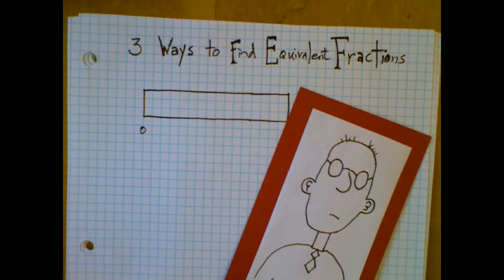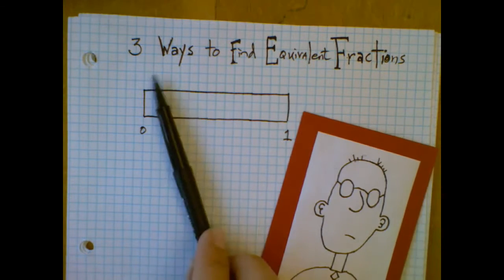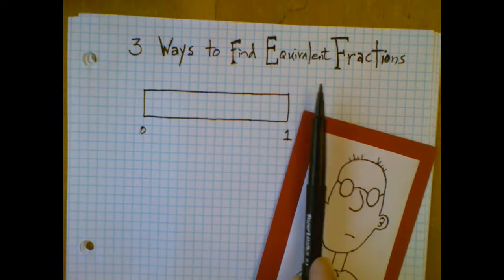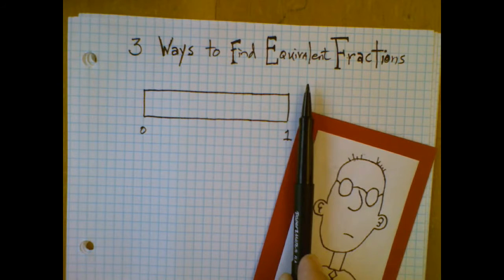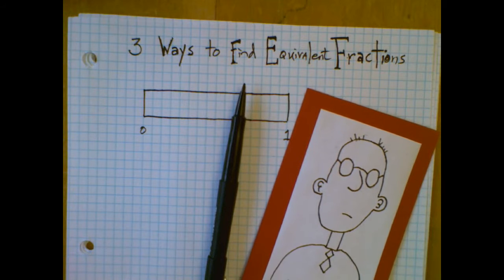Hello there, we're back. This time, we're doing a little demonstration, specifically 3 ways to find equivalent fractions. Remember, equivalent fractions are just different fractions of the same size. They look different, but they actually are worth the same amount. And there's 3 ways we're going to do this.